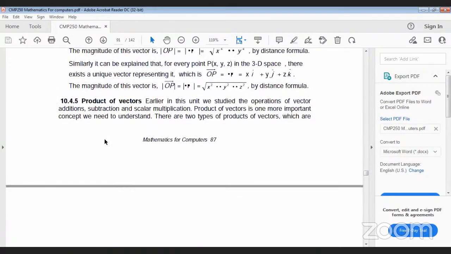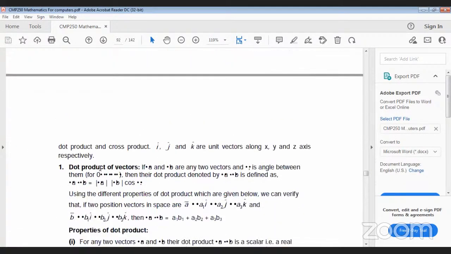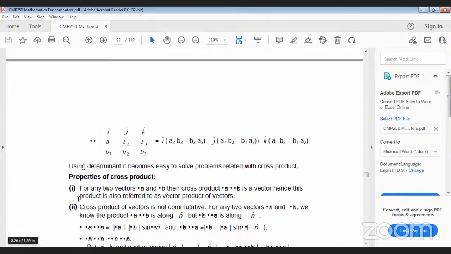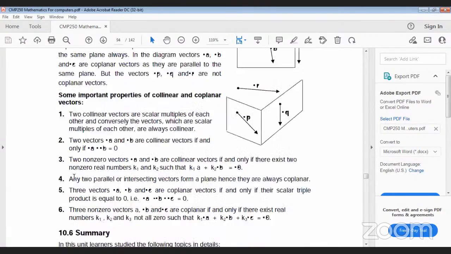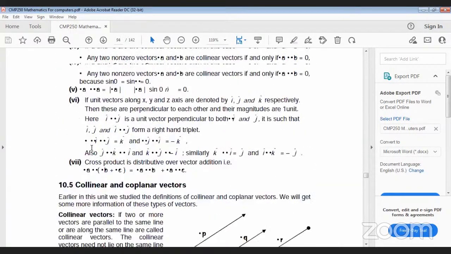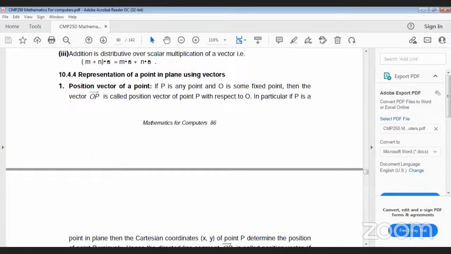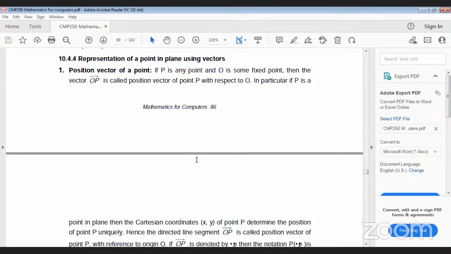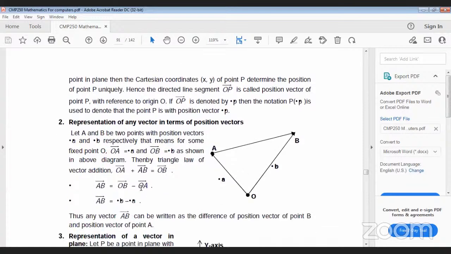Then what all is there in this chapter? Then we have products of vectors. There are two types of products: dot products and cross products. What else is there? Collinear vectors and coplanar points. Okay, so let's do this. Position vectors are what? Those which have a notation. Understand that much. Now, representation of any vectors in terms of position vectors.